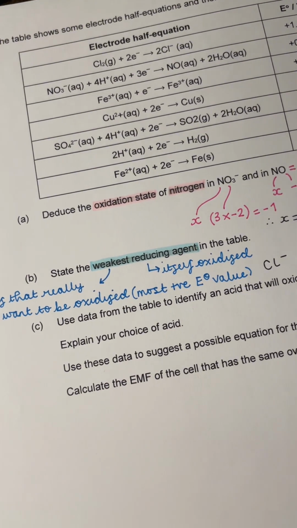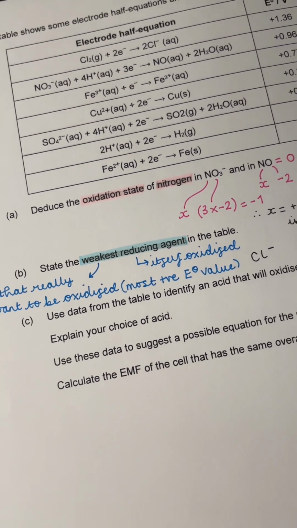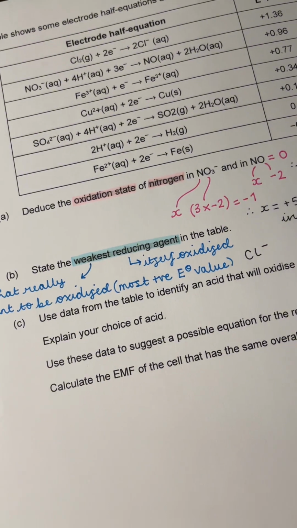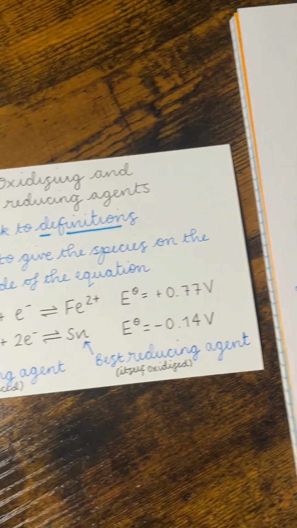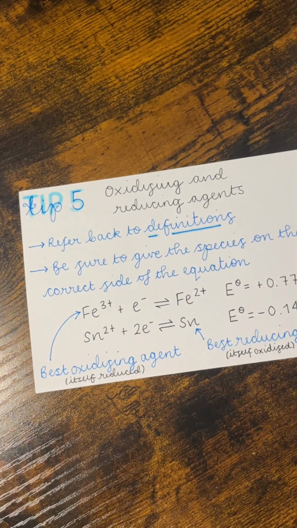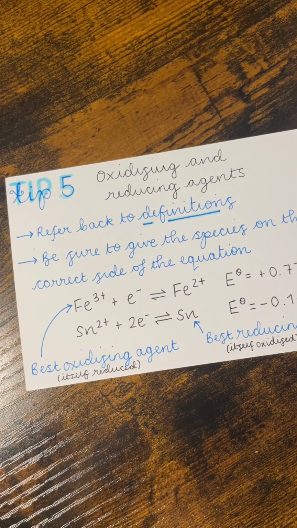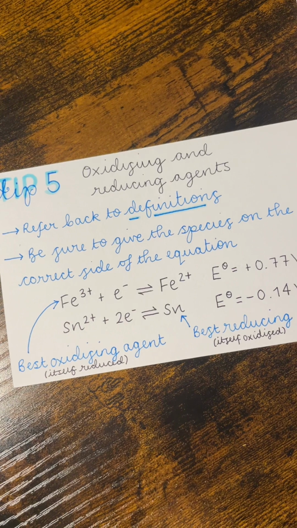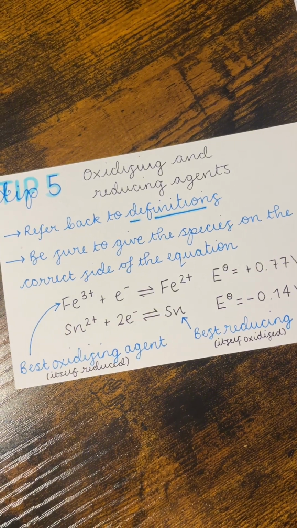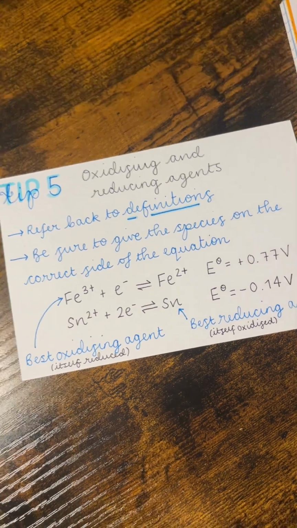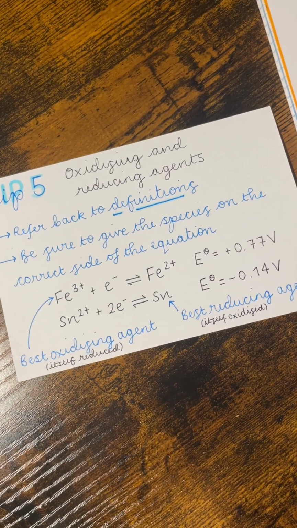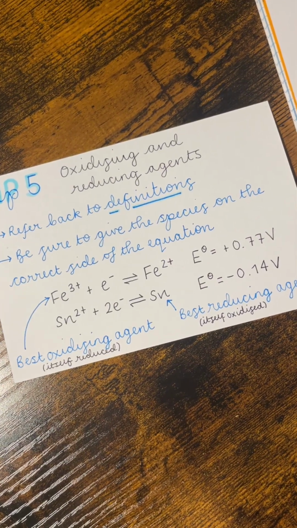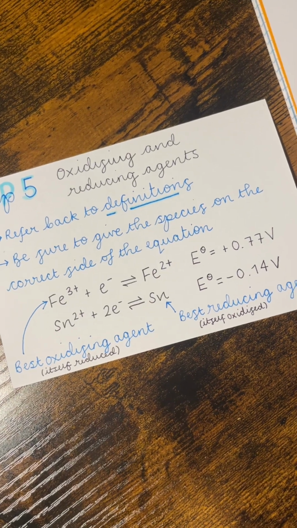Moving on to part B, we're asked to state the weakest reducing agent in the table, and this comes up time and time again with these sorts of questions. In my top tips video, tip 5 related to oxidizing and reducing agents, and I said that we should always refer back to the definition for either oxidizing or reducing agent, and that we needed to then be really careful to make sure that we gave the species that appeared on the correct side of the equation, which again links back to the definitions.